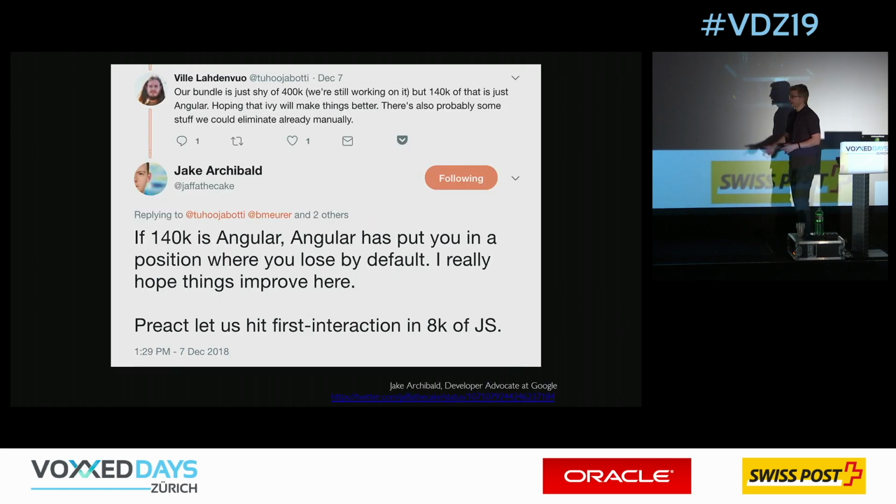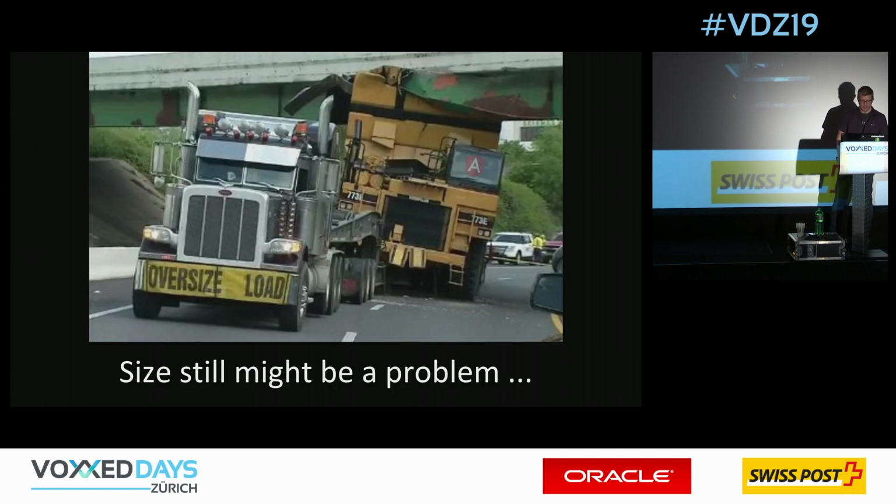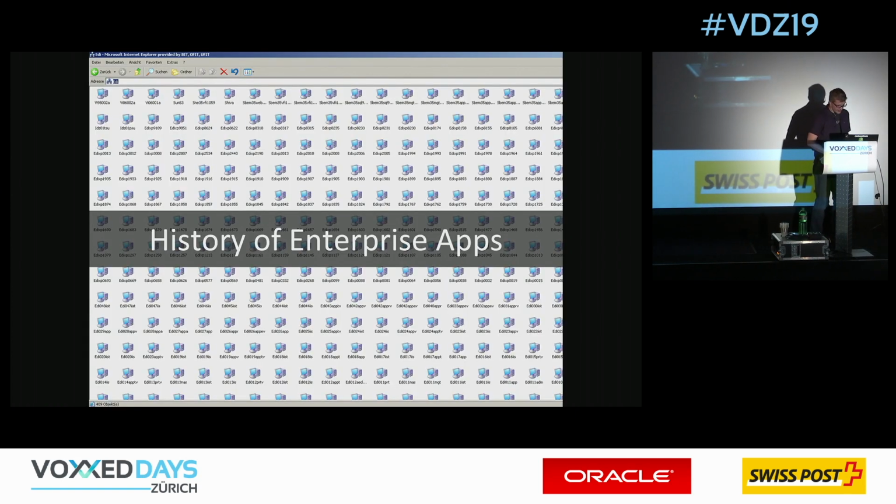Maybe that's also the reason why Angular is still relevant. So if Angular is not good in that regard, and some developer advocates, even from Google, are telling us Angular is a bad framework, maybe it's not the only priority we can have, especially for enterprise applications. Maybe that's not the primary problem. But is there still a problem in enterprise applications? Is size still relevant even for enterprise applications? Let's have a look at the history of enterprise applications.